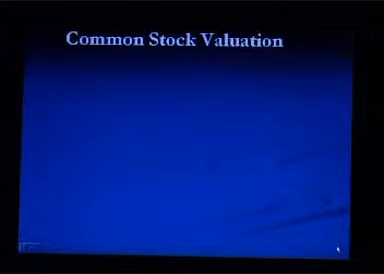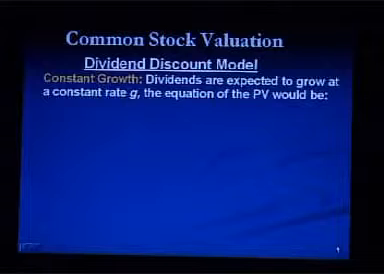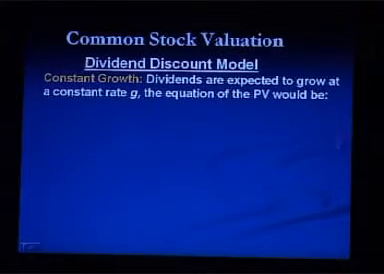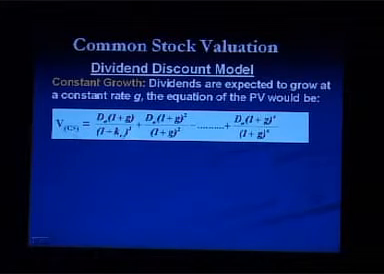In common stock valuation, we are using the dividend discount model here with the assumption that there will be constant growth, that means dividends are expected to grow at a constant rate g, and the equation of the present value for common stock would be: value of common stock is equal to D0, that means dividend now, times 1 plus g, g is the growth rate, divided by 1 plus k, k is the expected rate of return for the equity or common stockholder, and it will continue forever because it will not mature.